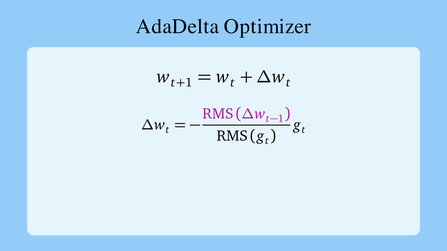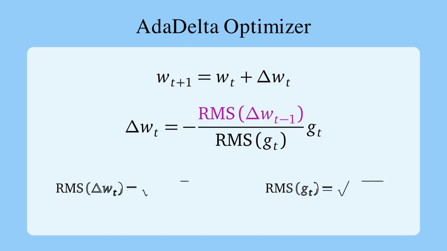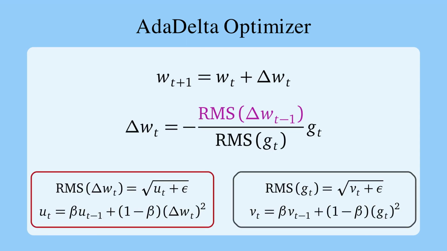So in addition to the running average of the past squared gradients, we also need the running average of the past squared updates. The computation of this quantity is shown in the red box here, and we use U_t to denote the moving average of all previous squared updates, that is delta W to the power of 2. Then the RMS of delta W_t will be the square root of U_t.